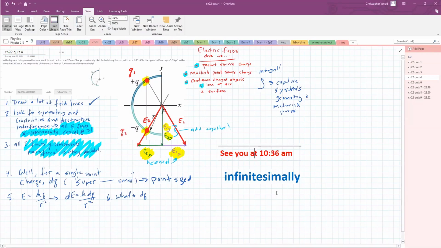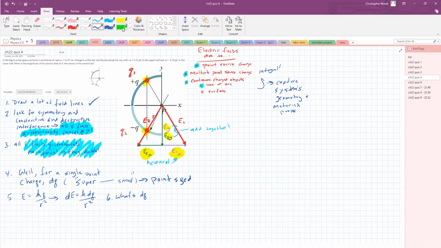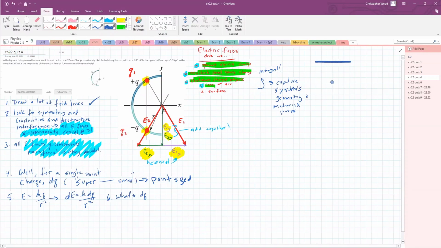Let's continue. Again, we're at a little bit higher level now in terms of figuring out the electric fields due to various configurations. We have dealt with a point source charge, multiple point source charges, and now a continuous charge object. Specifically, what happens if you have a line of charge? This is a line of charge. What happens if you have an arc of charge? This is an arc. So this is what we're dealing with right now.